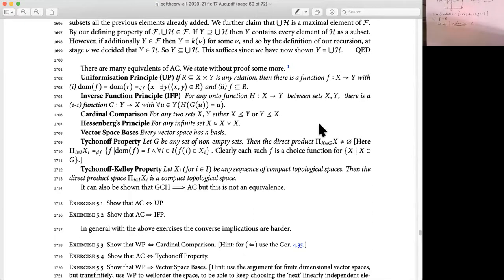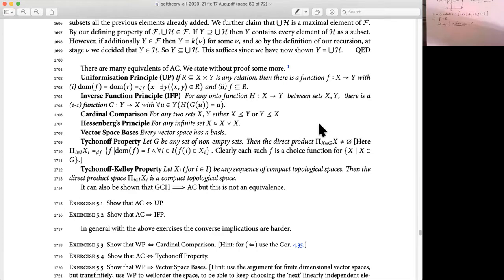Various other principles here on this list. The inverse function principle. It says for any onto function h from X to Y, between any sets X and Y, there's a one-to-one function g which goes back, so that for every y, h of g of y is y. I'm not sure that looks a little bit dodgy to me. For any onto function, there's a one-to-one function that goes back. No, that's fine. That's all right.